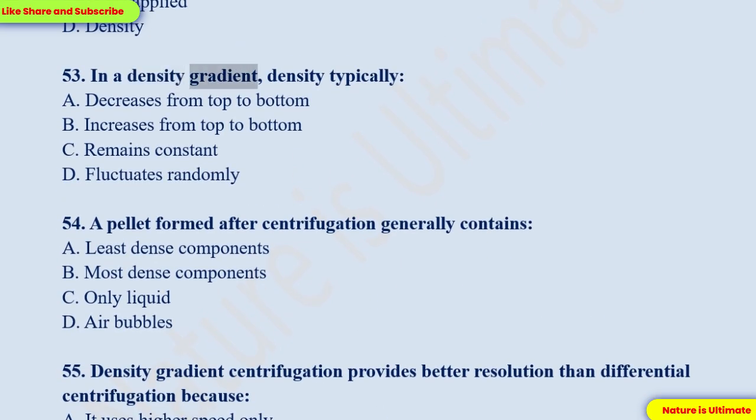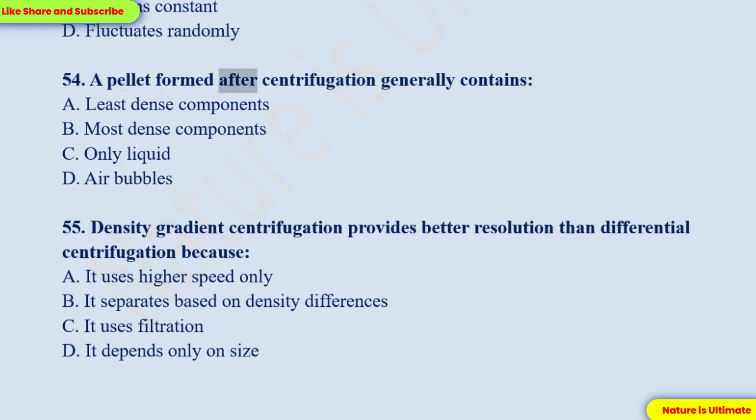53. In a density gradient, density typically: A. Decreases from top to bottom. B. Increases from top to bottom. C. Remains constant. D. Fluctuates randomly. 54. A pellet formed after centrifugation generally contains: A. Least dense components. B. Most dense components. C. Only liquid. D. Air bubbles.